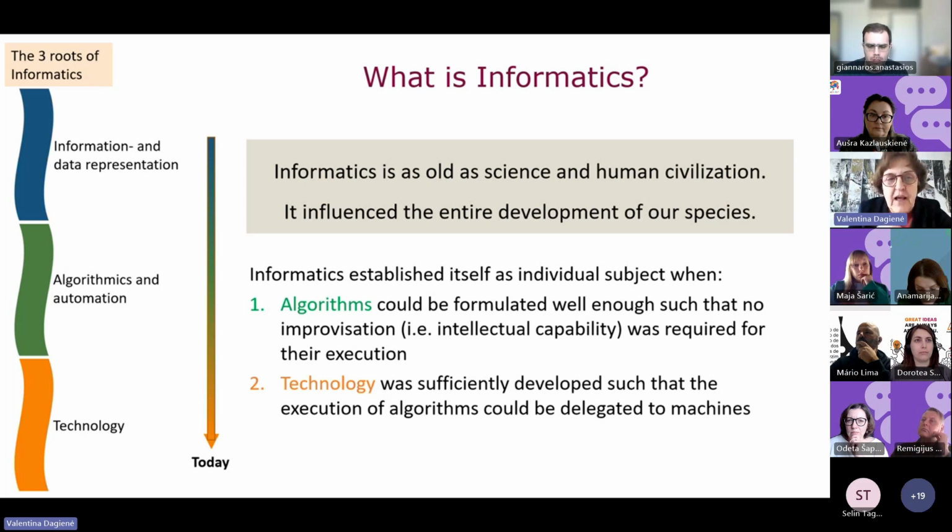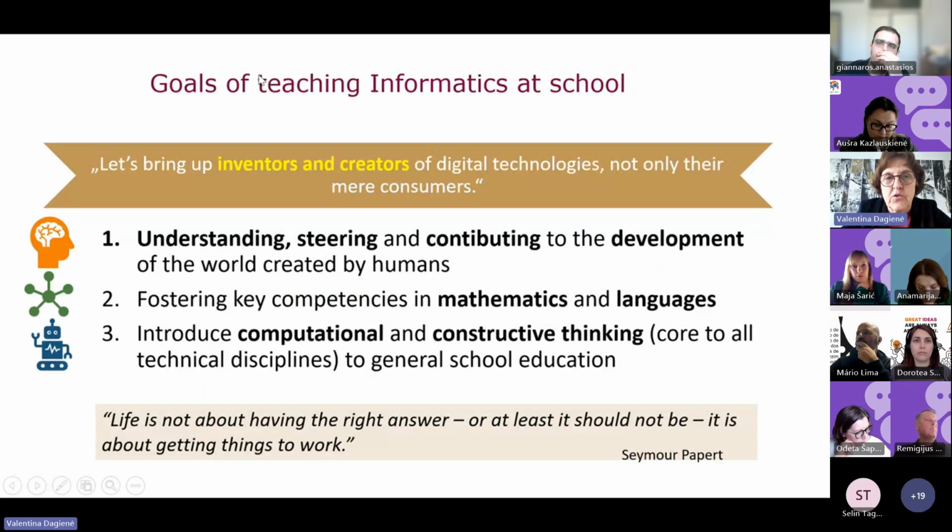And these 3 roots are information and data representation, then algorithms and automation, because people already wanted to make algorithms 1,000 years ago, but automation came with technology. Then the last root is technology. So it is very important to have the right technology, which is what we are doing now.